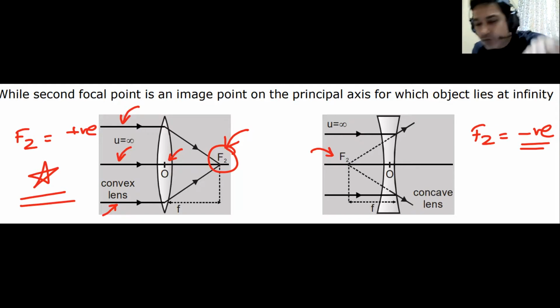So the second principal focal length, or the focal length of a convex lens, is positive, and the focal length of a concave lens is negative. Remember, we are talking about the second focus and the second focal length. Do we understand this? Yes, sir. I'll give you a minute to note it down.